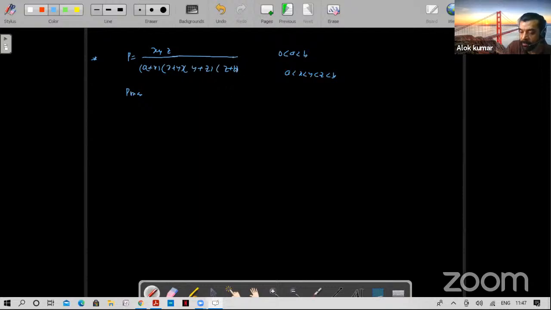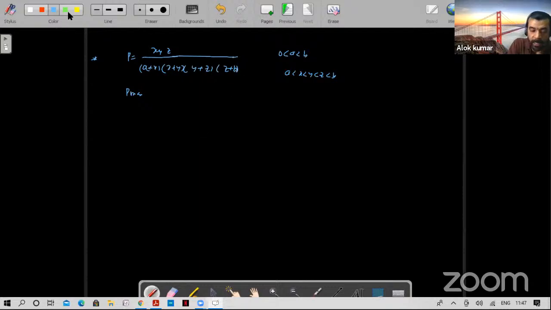xyz over (A plus x) times (x plus y), (y plus z), (z plus B). Let's call it P. And they have given 0 less than A less than B, meaning things are all positive and A and B are not equal. And you want A less than x less than y less than z less than B, for which P attains its greatest value. So you are supposed to find those x, y, and z such that the expression is maximum.